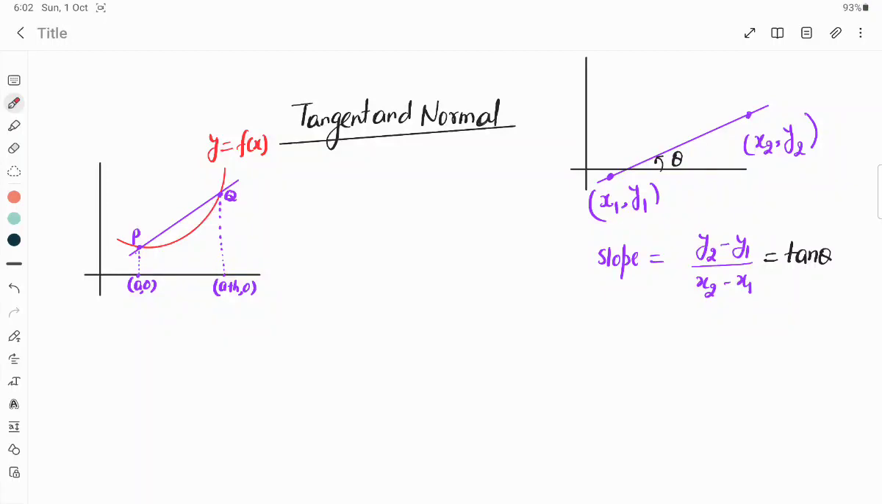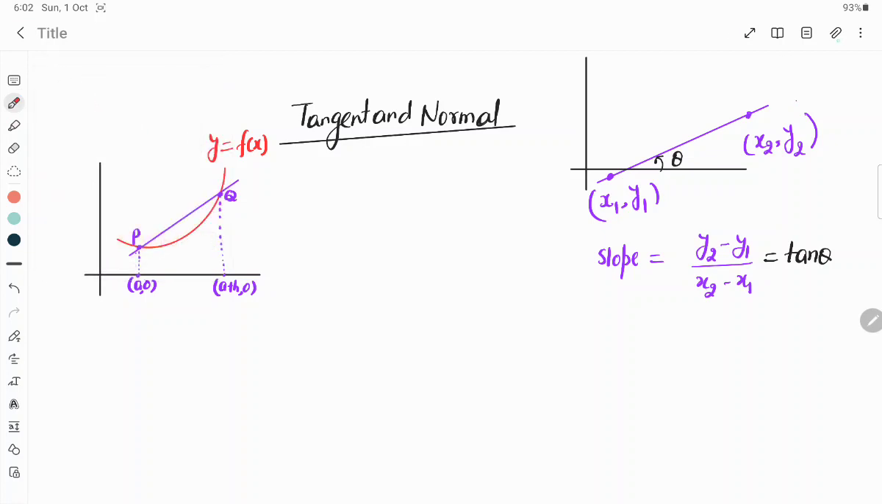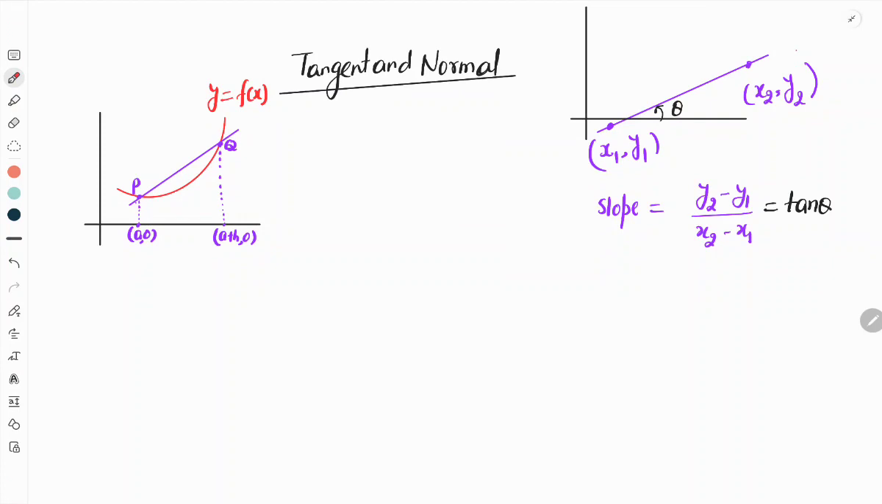Today's topic is tangent and normal. Okay, so we will start this one. Topic name is tangent and normal. Okay, so what is the tangent?